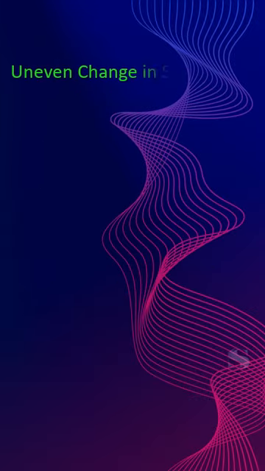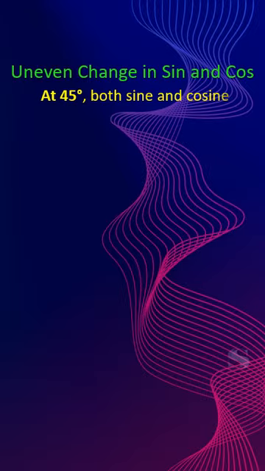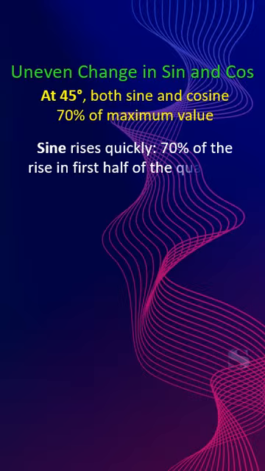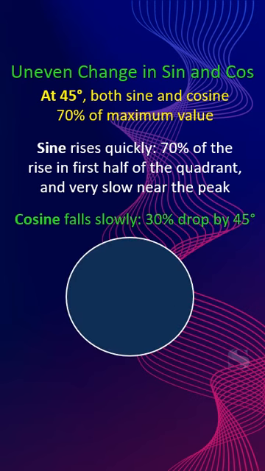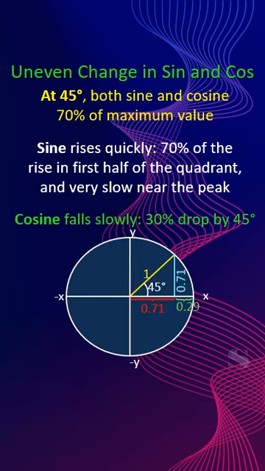As a closing note, let's observe how the values of sine and cosine change across a quadrant and how that change is not uniform. Take the sine function, for example. At 45 degrees, halfway through the first quadrant, the value of sine is already about 0.7. That's 70% of its maximum, which is 1, the length of the radius. So sine rises quickly in the first half of the quadrant. The second half contributes only the remaining 30%. In fact, in the last 10 degrees, from 80 degrees to 90 degrees, sine increases by only about 2%.